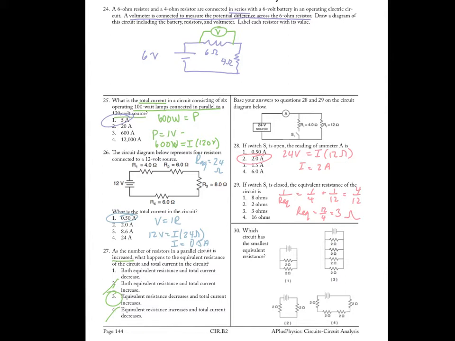3 ohms. I'm totally butchering the ohm symbol. 30. Which circuit has the smallest equivalent resistance? So we're looking for parallel. Parallel circuits decrease the resistance. And if we add more branches, we also decrease the resistance. So that's choice 3.